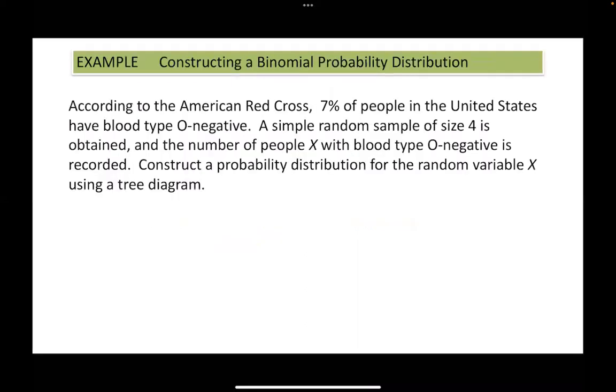All right, for this next one we're now going to construct a binomial probability distribution.